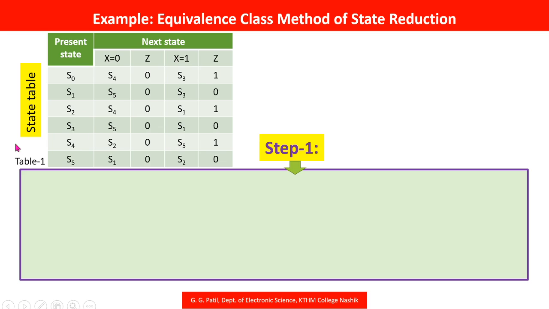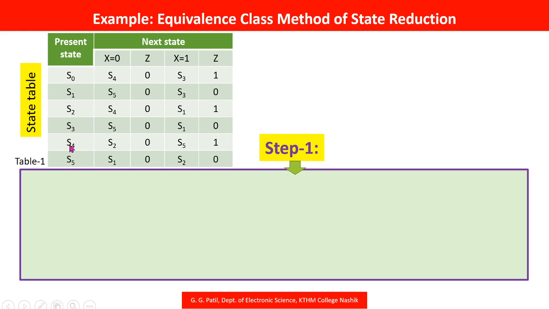Here, for state S3, when input x is 0, the next state is S5 and output z is 0. And for input x equals 1, for state S3, the next state is S1 and output z is equal to 0.